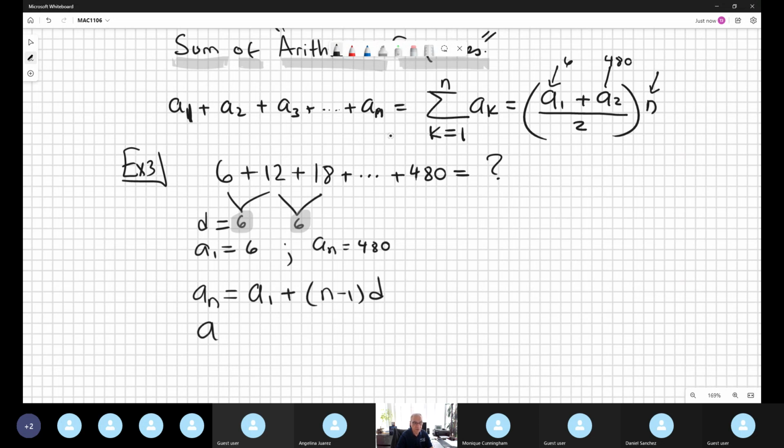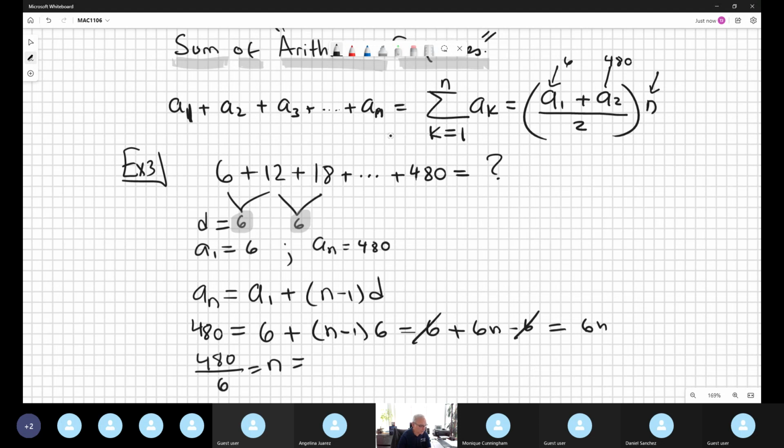So a sub n, I know who this is. a sub n is the last one, which is 480, equal to a sub 1, the first one, which is 6, plus n minus 1 multiplied by 6, which is d. Now we apply algebra, distribute the property, 6n minus 6. Oh, it's easy, it's 6n, because positive 6 and negative 6 cancel. So for n, 480 divided by 6 is equal to n, which is 80.